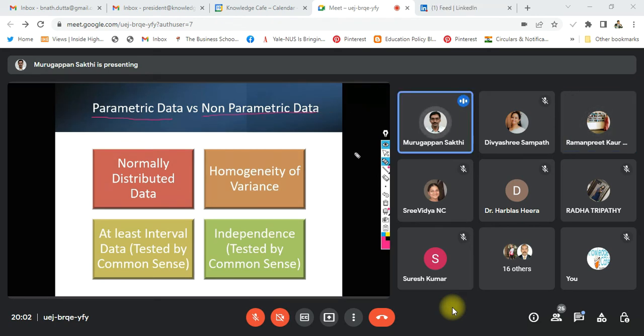Each and every test in statistics has an equivalent non-parametric test. So, for example, repeated measure ANOVA. What does an equivalent test mean? I can say the Friedman one-way repeated measure ANOVA. It's an equivalent test. Okay, equivalent test, I can say.